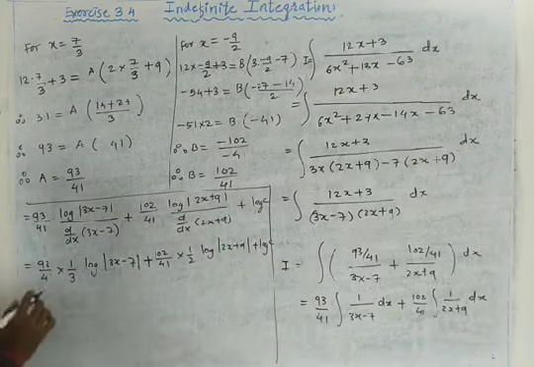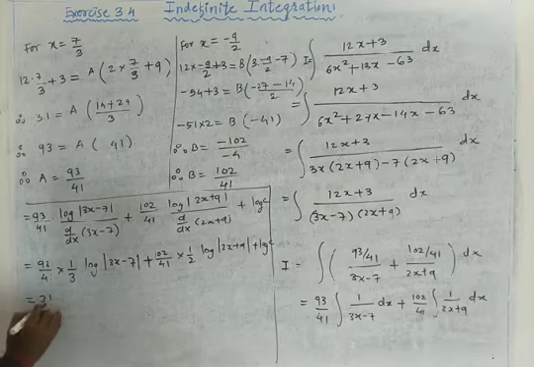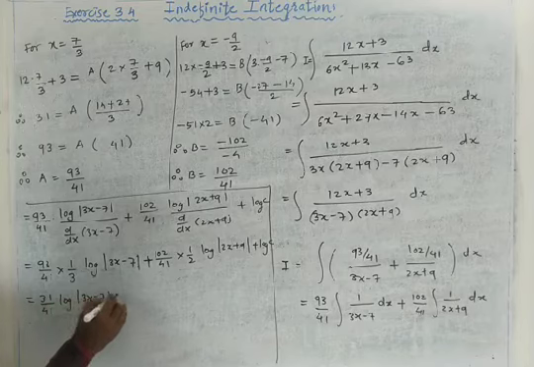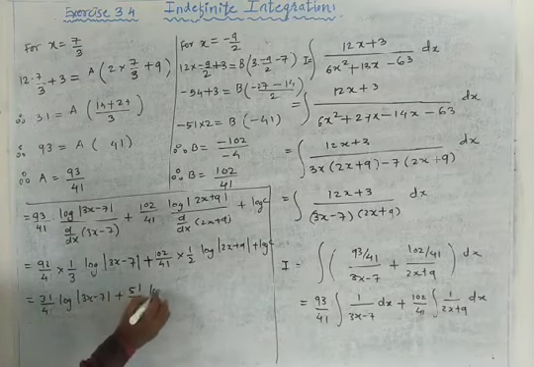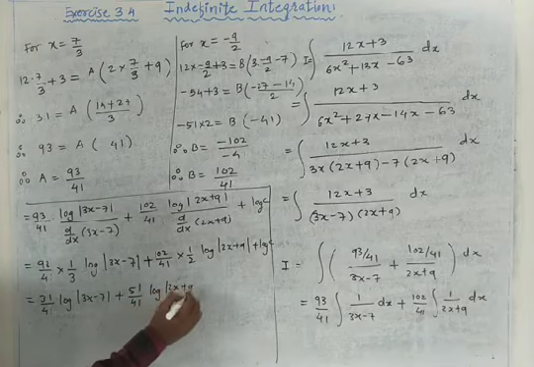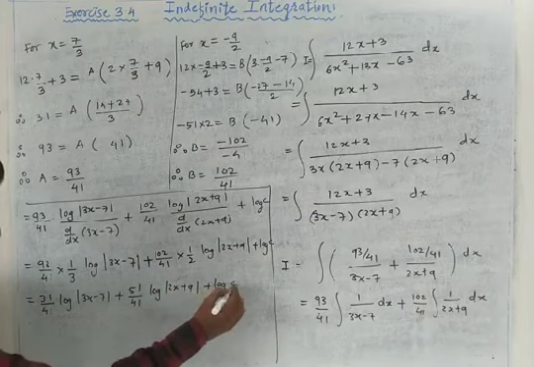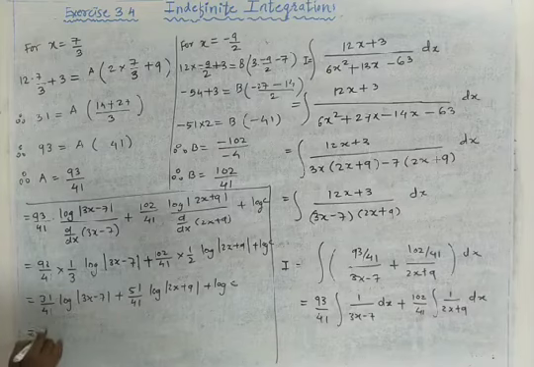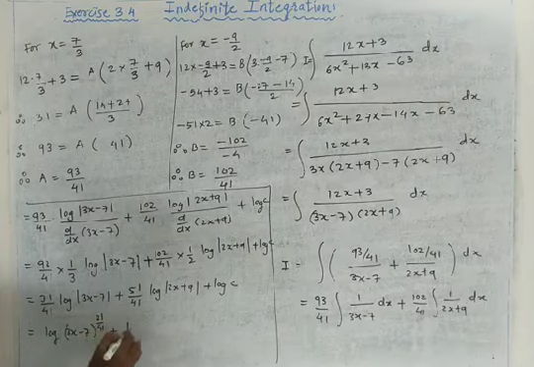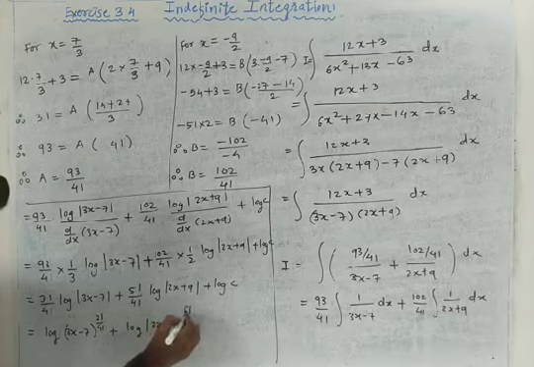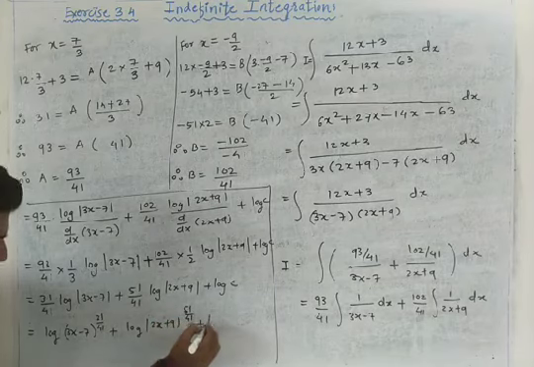Now 9 will cancel with 93, we will get 31 upon 41 log of mod of 3x minus 7 plus 51 upon 41 into log of mod of 2x plus 9 plus log c. By exponent property, log of mod of 3x minus 7 raised to 31 upon 41 plus log of mod of 2x plus 9 raised to 51 upon 41 plus log c.